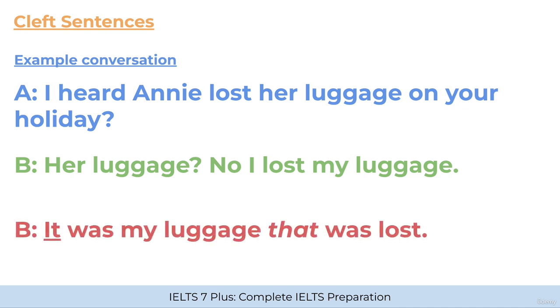We could change it to, it was my luggage that was lost. And now the emphasis is on the fact that the speaker is talking about my luggage and the losing of it is kind of an afterthought, if you like, but the emphasis changes to my luggage. So this is a situation where you might be correcting someone. So let's think about that.